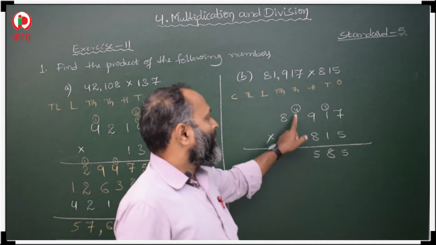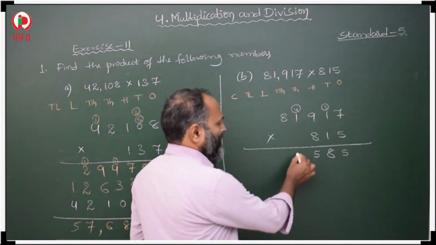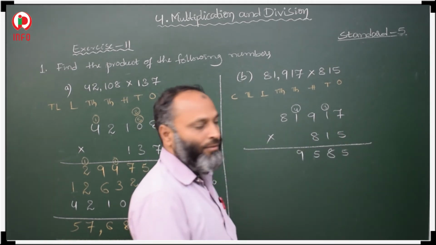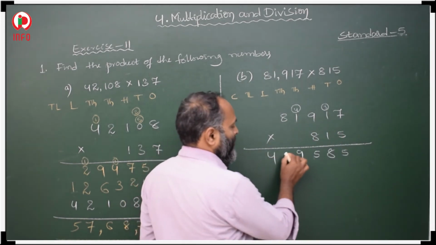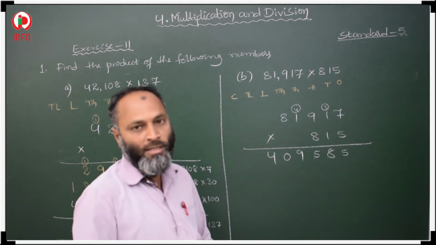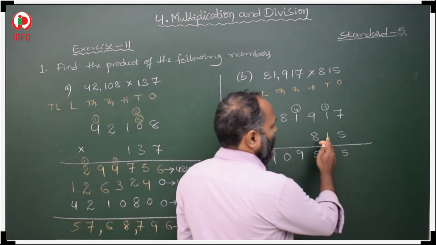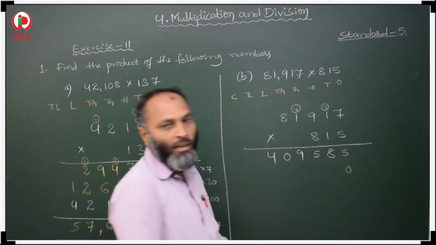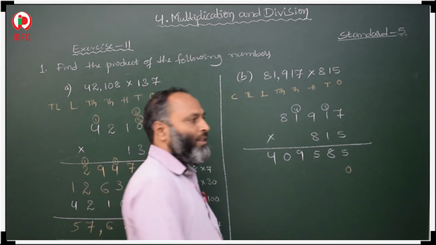5 ones are 5, 5 plus 4, 9, 9 in thousands place. 5 eights are 40, the complete number we have to write. Why? Because it is our last digit. Now we start with 1, 1 in tens place, we have to keep 1 zero here, and after that we have to multiply with 1.